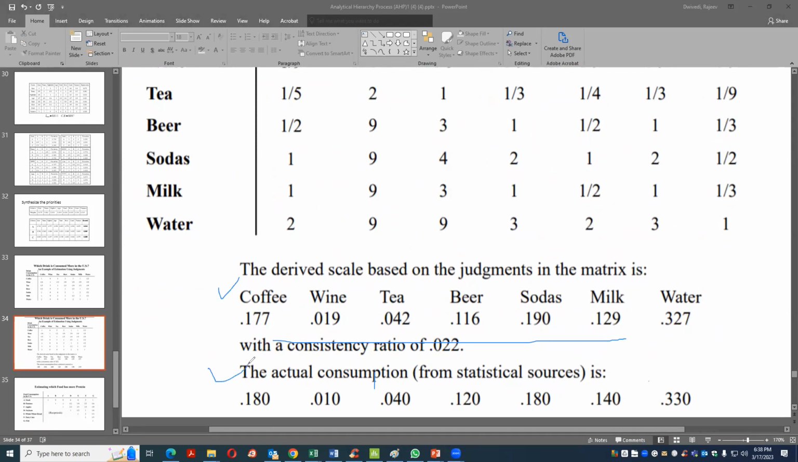census or US statistics sources, that in USA 18% people drink coffee, which is coming close by this. Wine is about this much percent, tea is about 40, 42. Beer is almost 12, 11.6, sodas. And so this is the judgmental matrix or pairwise matrix, and this is the actual statistics result. They are very close to each other.